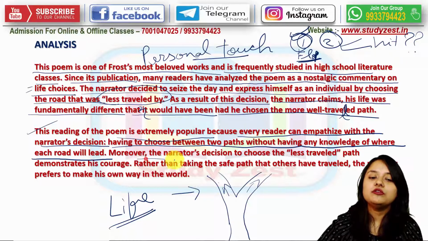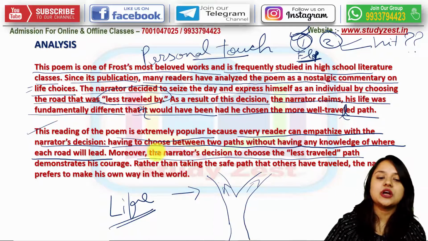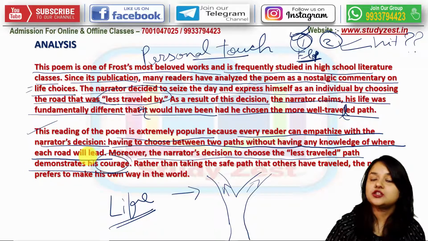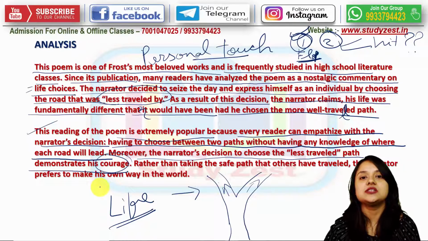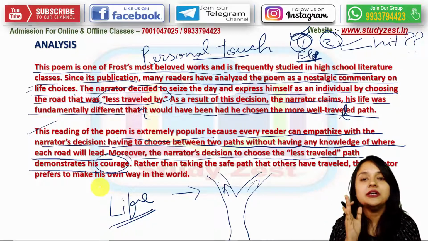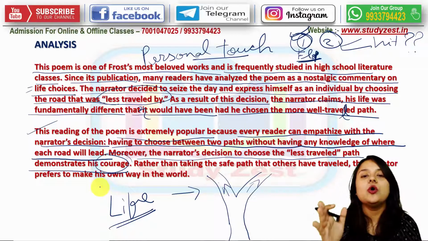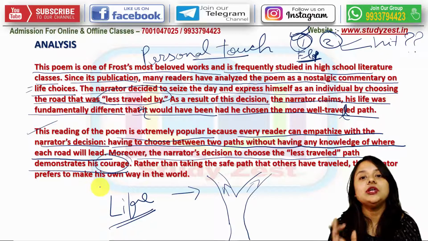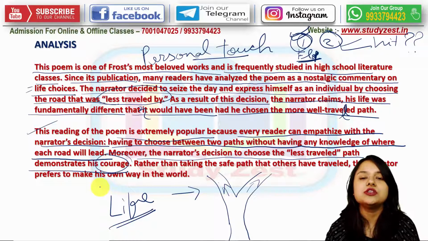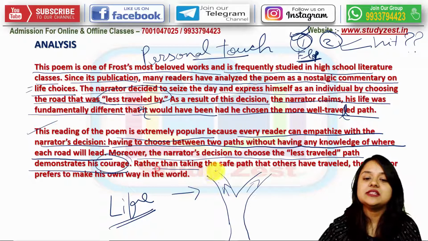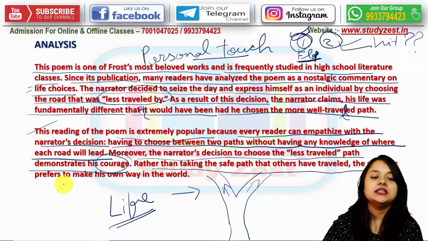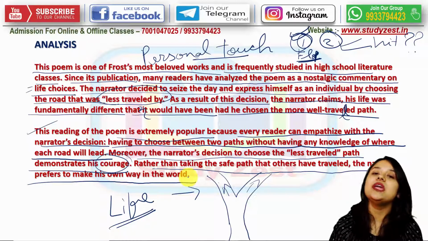So, moreover, the narrator's decision to choose the less traveled path demonstrates his courage. Obviously, if you are faced with hard decisions, and you voluntarily choose, I will go on the difficult path, जो path से बहुत सारे लोग नहीं गुजरते हैं. ठीक है, I will take that path and I will follow it rigorously, I will follow it loyally, then you are showing courage. Rather than taking the safe path that others had traveled, the narrator prefers to make his own way in the world.